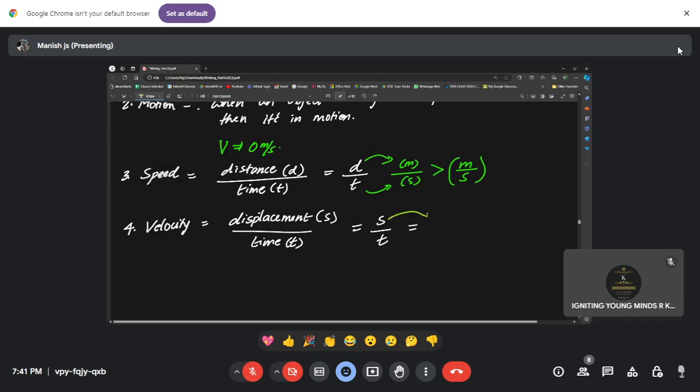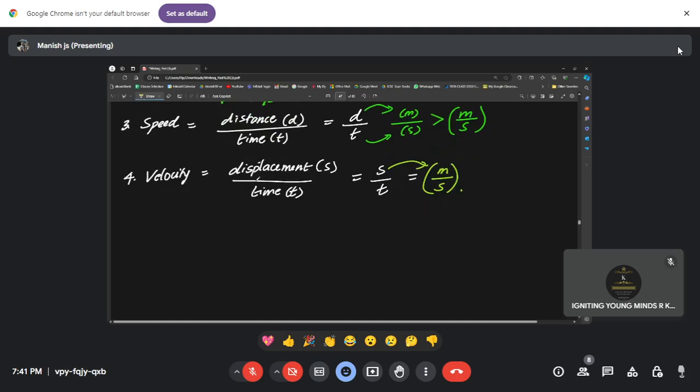So again, the units: displacement is going to be in meters and time is going to be in seconds. Therefore, the unit for velocity is the same as speed, which is meters per second. So both of them have the same standard units. Okay, so we are done with velocity. We'll move on to the next part.